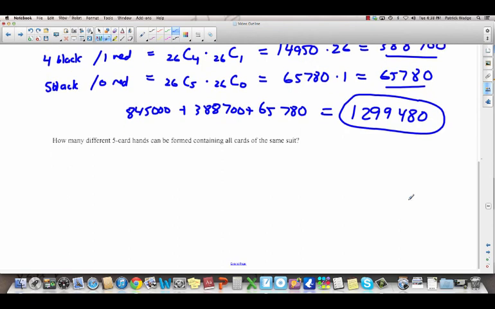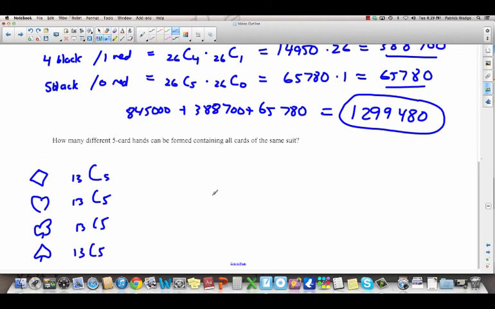Okay, last one. How many different 5-card hands can be formed containing all cards of the same suit? Okay, well, let's just think of one of the suits. Let's think of diamonds. Okay, what's the probability of getting 5 cards all diamonds? Well, there's 13 diamonds, and we would need to choose 5 of them. How about hearts? What would it be? Well, it'd be 13 choose 5 as well. How about clubs? I think you're getting the point here. 13 choose 5. Spades? 13 choose 5.